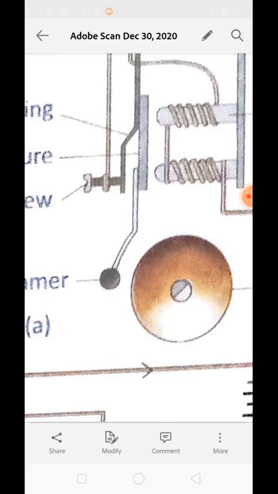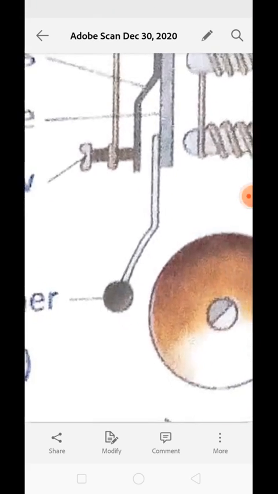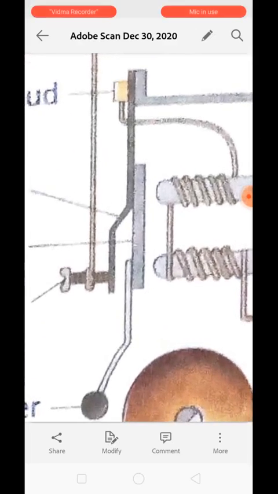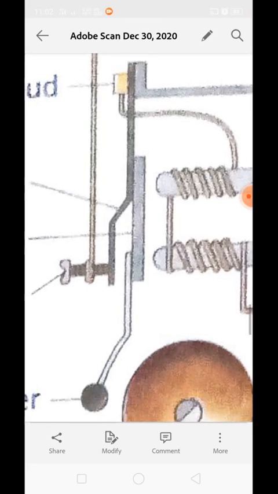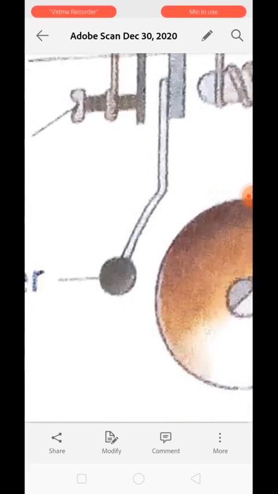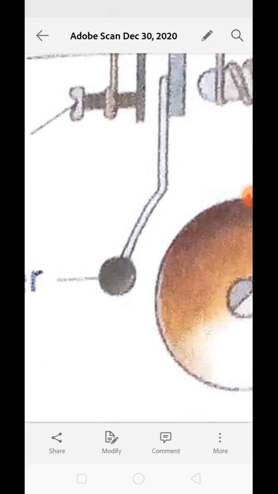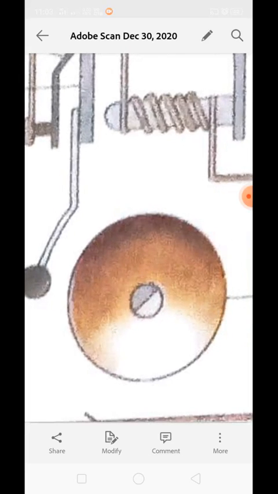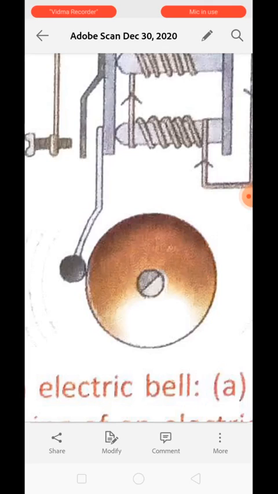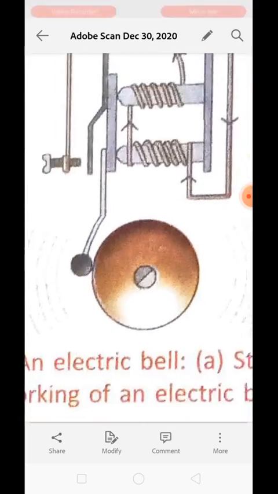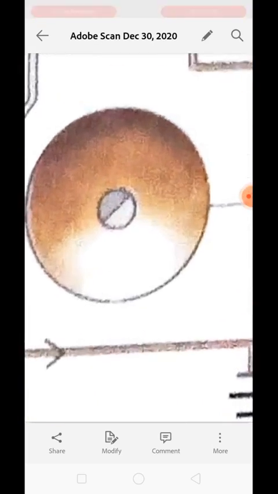Now the question arises, what is a gong? Just see over here, this is the hammer. Whenever this armature gets attracted toward the electromagnet, what will happen? The armature will move in a downward direction, and in this way this ball will be lowered and hit this round sphere. In this way the sound will be created. Just look over here, the sound has been created by the hammer hitting the gong. So this is the gong.